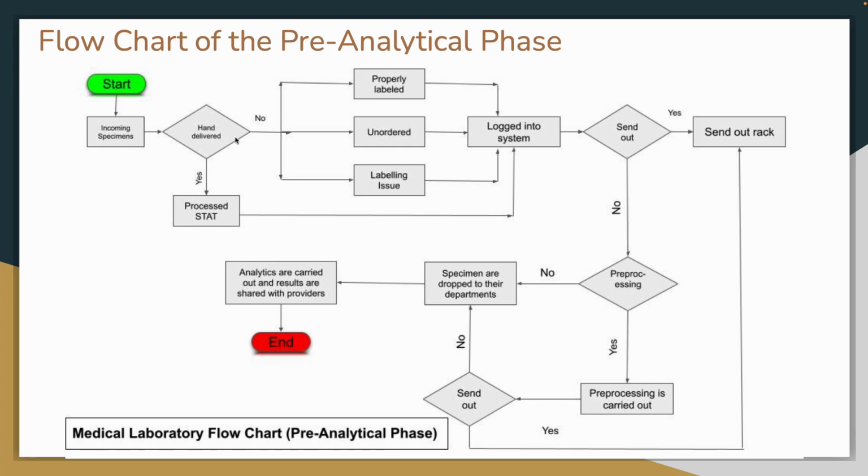The other ones that are being queued to the lab usually have some kind of issues, like ordering issues or labeling issues, and some of them are properly labeled, so that one gets processed quickly and goes through all the activities, all the way to where the analytics are carried out, which is our sink. In this case, we have two sinks. One is a send out track, and the other one is just leaving it to the respective departments for the testings. So this is our overall pre-analytical phase flowchart.